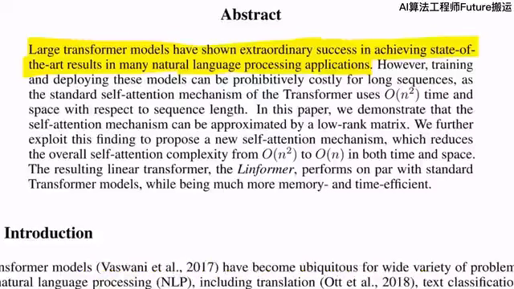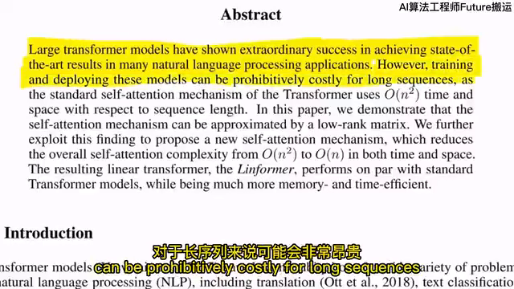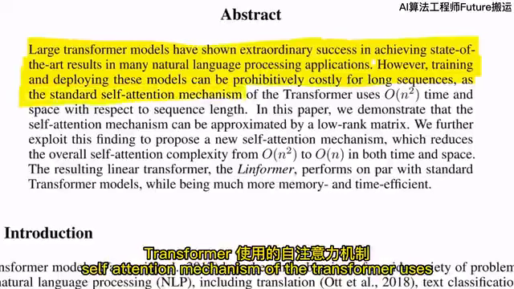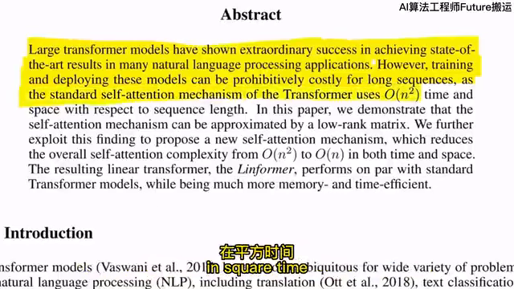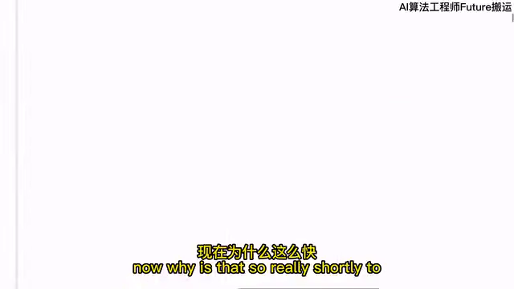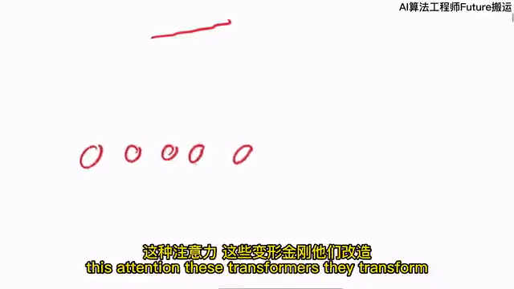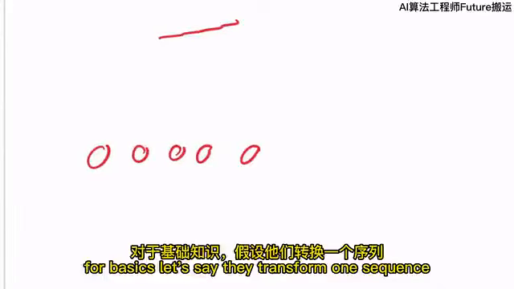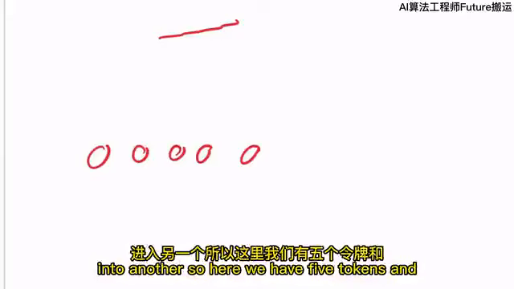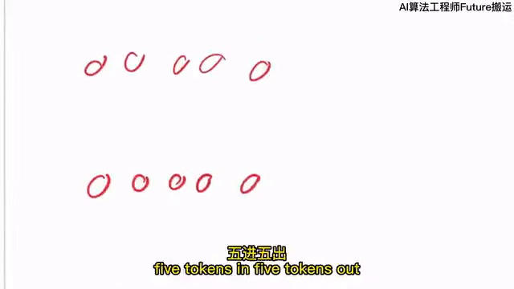They say, however, training and deploying these models can be prohibitively costly for long sequences, as the standard self-attention mechanism of the transformer uses n² time and space with respect to the sequence length. Now, why is that? So, pretty shortly, to recap this, these transformers, for basics, let's say they transform one sequence into another. So here we have 5 tokens, and the next layer will output 5 tokens. So 5 tokens in, 5 tokens out.